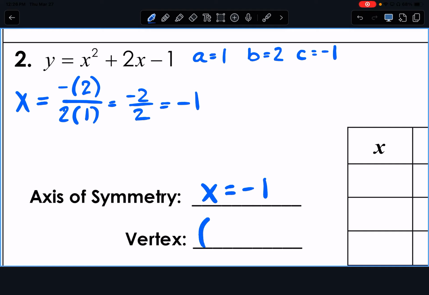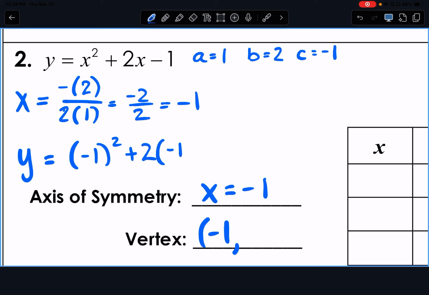Okay, that right there is the X coordinate of our vertex. So how do I find the Y coordinate? If I have our x value and I have my equation, how would I find y? Plug it in. So we do y equals negative 1 squared plus 2 times negative 1 minus 1. Put that in your calculator and tell me what it is.